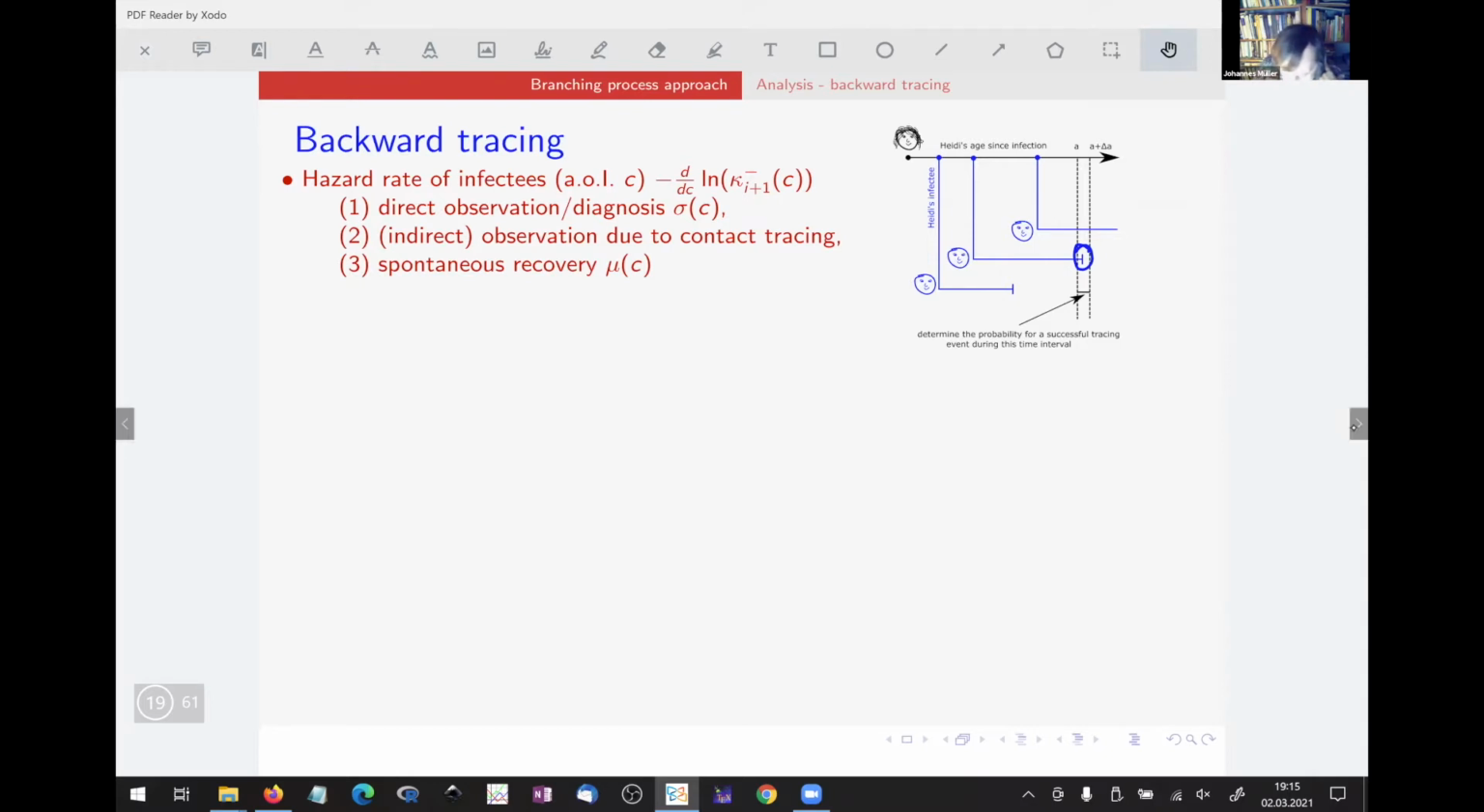We start off with the hazard rate, so with the removal rate. So we know also for this, Heidi has generation I, and these guys have then generation I plus 1. So in principle, we know the survival probability for the infectees of Heidi. And from that, we get in this way here the removal rate. Okay. And the removal rate consists of 3 contributions. So first of all, we have the direct observation, so testing or whatever. Then we have indirect observation, which does mean that this guy is traced by his infectees. And we have spontaneous recovery.